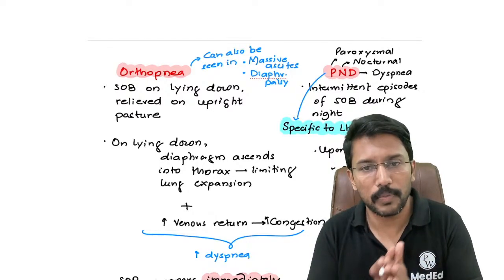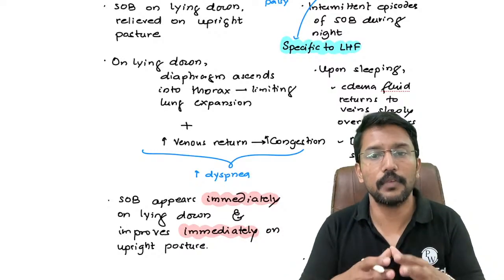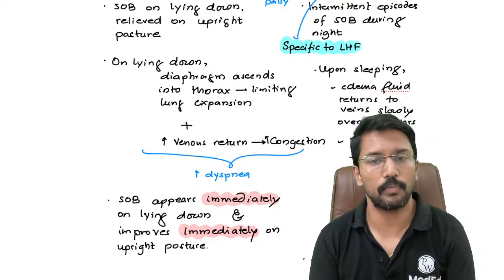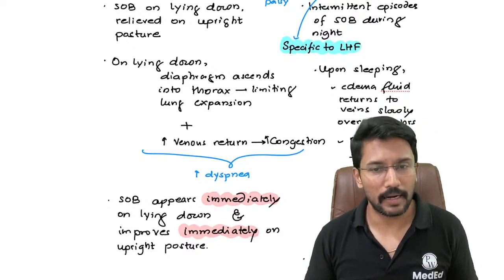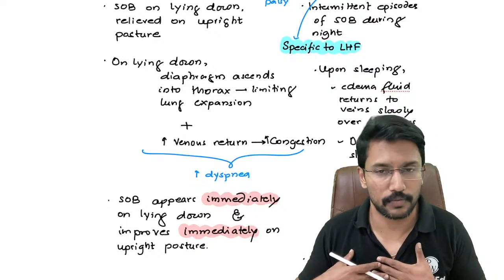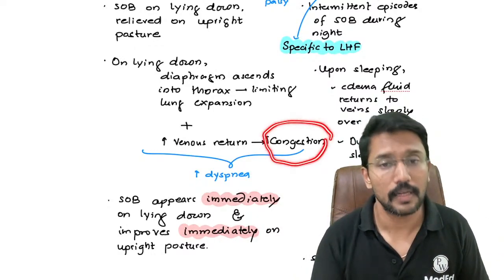The main mechanism behind orthopnea is the increase in the venous return on lying down, because during upright posture, gravity makes more blood pool in the lower limb. But when we lie down, the gravity impact is eliminated and all that blood from the lower limb through the veins reaches the right side of the heart. From the right side of the heart, it reaches the lungs and increases the congestion of the lungs.